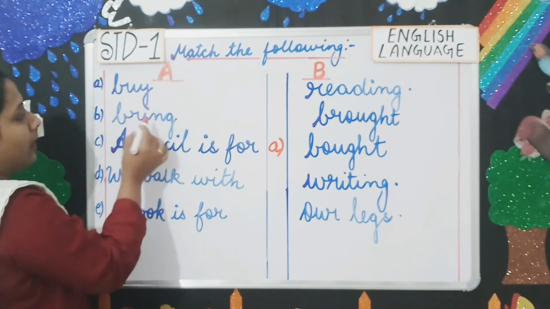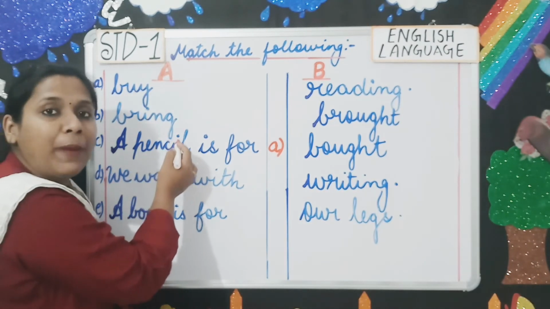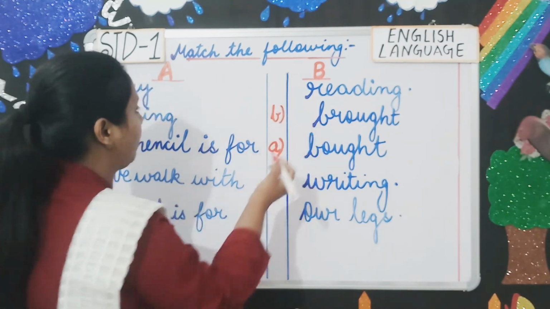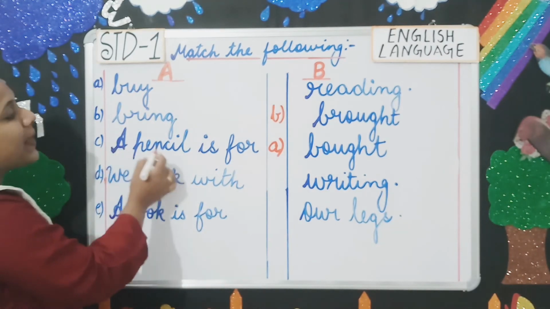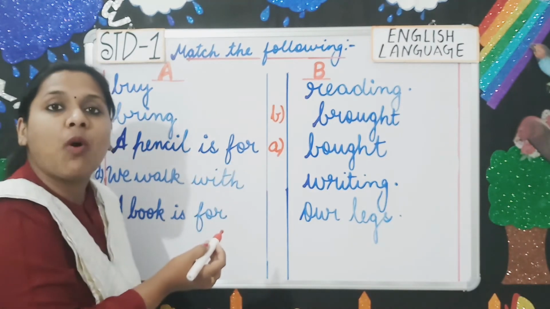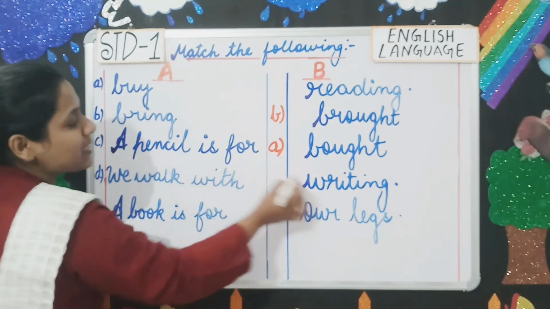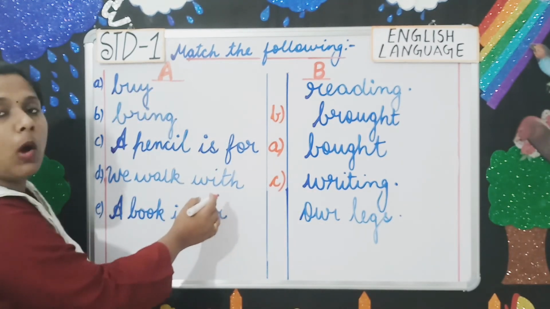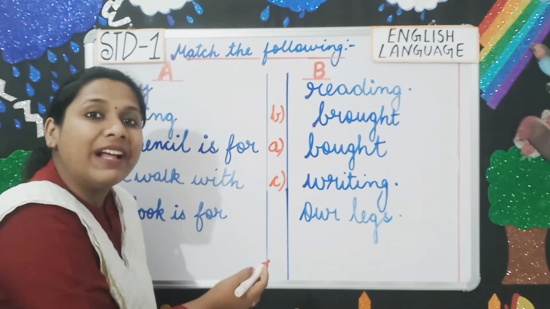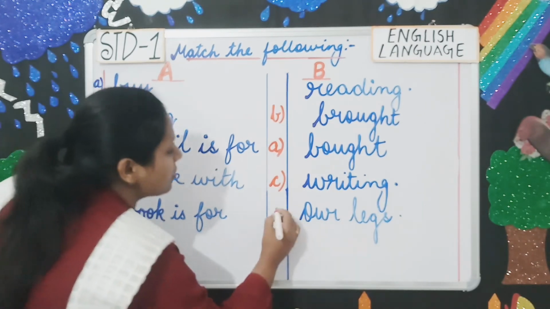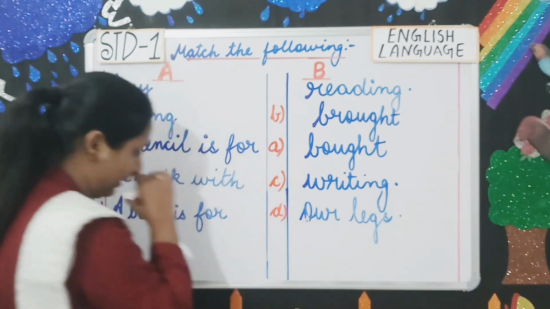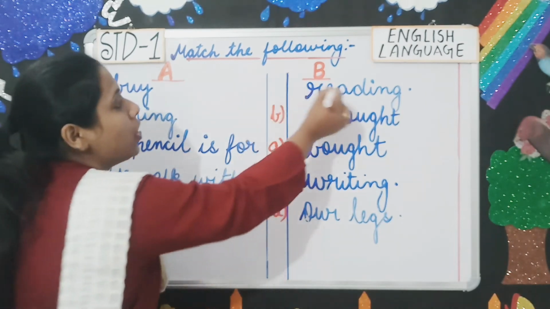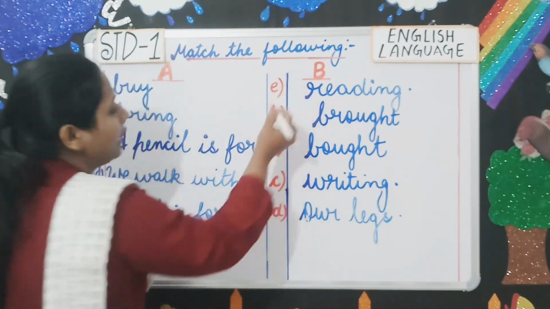Number 2, B, bring. What is the past tense of bring? Brought. So beside brought you will write B. Next, C, a pencil is for. A pencil is used for what, students? Writing. So beside writing you will write C. We walk with. Now we walk with what? We walk with our legs. So beside our legs you will write D. Last one, a book is for. A book is used for reading. So beside reading you will write number E.